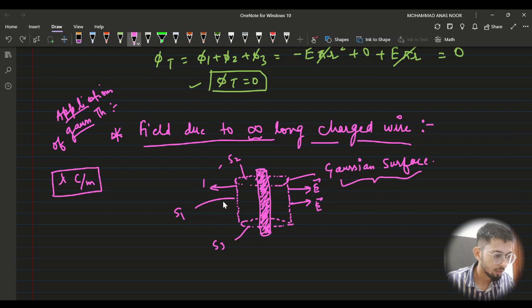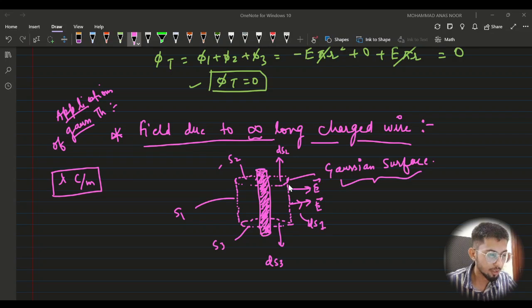So this is how the electric field will be. It will be radially outwards. And how would this be? This would be ds2. This would be ds3. And ds1 would be in the same direction, isn't it?